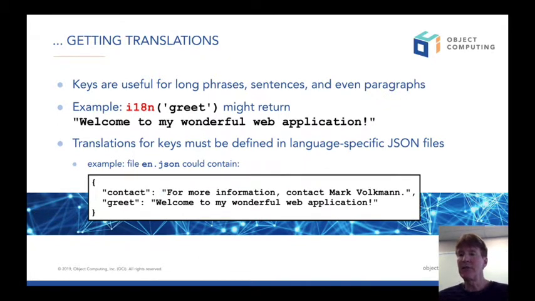Using keys instead of the text to be translated is useful for long phrases, sentences, or even paragraphs. This screen shows an example where the desired text is quite long. We can use the key string greet in the code instead of the text welcome to my wonderful web application. Keys must be defined in the file en.json that holds English translations. This file should have content similar to what is shown on the screen. It must be accessible in the same way as the languages.json file.